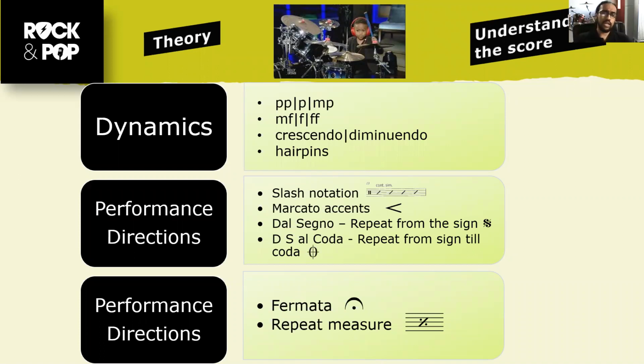Next performance direction is the fermata. Fermata is a symbol of music notation indicating that the note should be prolonged beyond the normal duration of its note value. And obviously we have the repeat measure, which is a slash sign with two dots where the drummer or the instrument player is being instructed to just repeat whatever was there before.